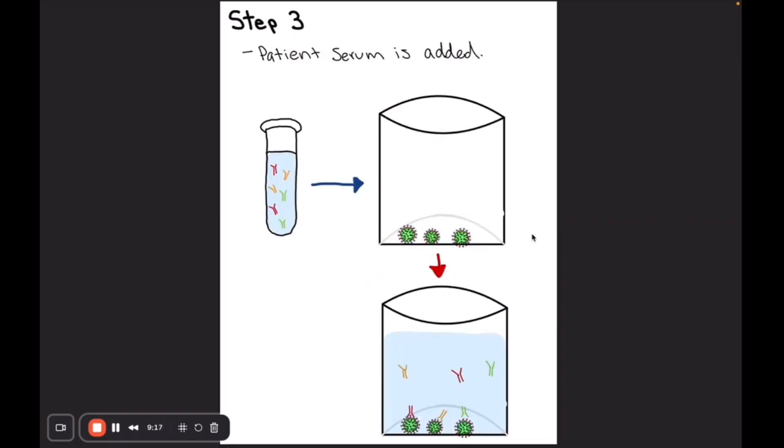In step 3, we add the patient's serum. If the patient has antibodies against the coronavirus spike protein, those antibodies will bind to the antigen on the plate. If the patient has never been exposed or vaccinated, nothing will bind and the well will remain empty after washing.